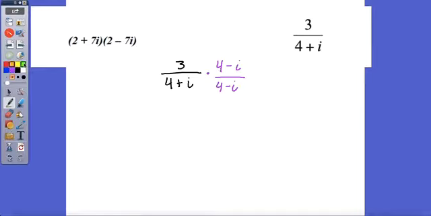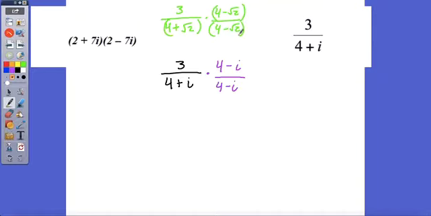It's almost exactly the same as if you had this problem: 3 over 4 plus the square root of 2. Just like we would need to rationalize the denominator here, we want to rationalize the denominator here as well. So for this one, you would rationalize by multiplying by the conjugate, keeping the first number the same, reversing the sign of the second number, and then distributing.